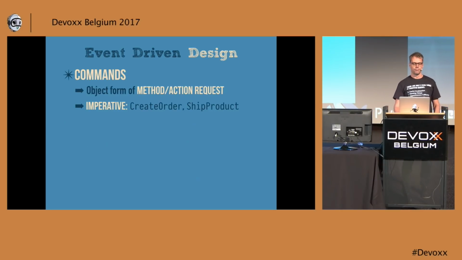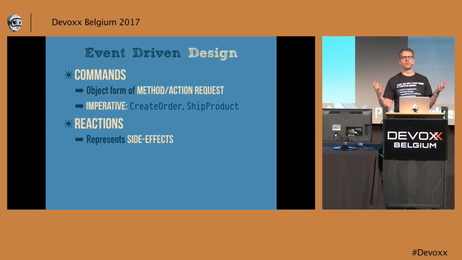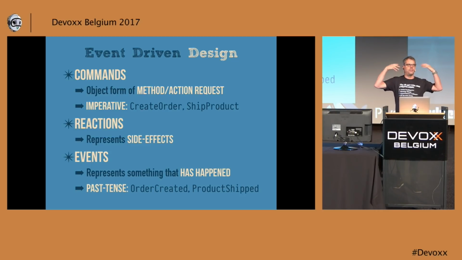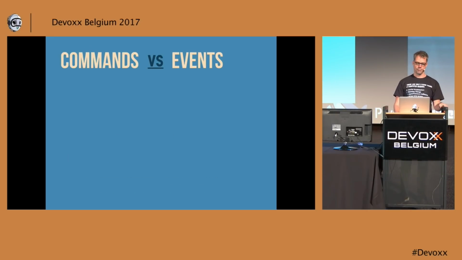Commands are usually an object form of a method, of some sort of action request. It's usually phrased in the imperative, like create order, ship product, or something like that. That leads to some sort of reaction, a side effect that is created. And after you've done the side effect, you create an event that represents that the side effect has happened. That's usually phrased in past tense, like order created instead of create order, product shipped instead of ship product, and so on.